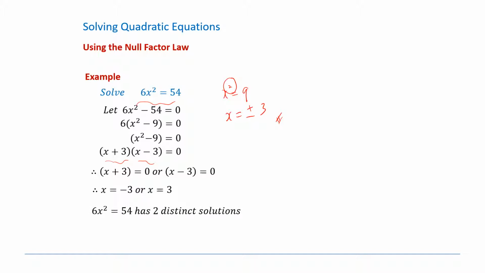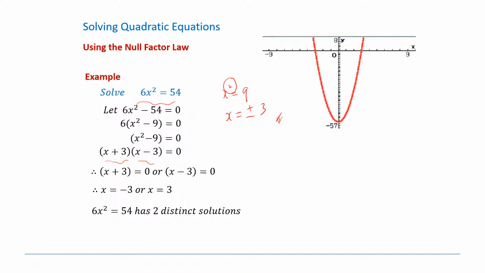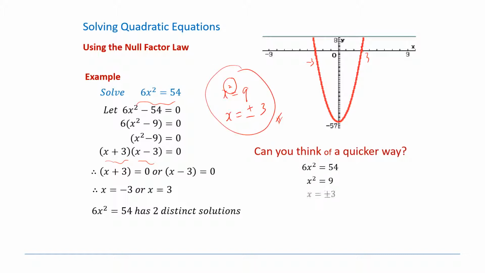And so therefore we have two distinct solutions, and the graph cuts at 2 distinct points. They are negative 3 and 3. There's no such thing as minus 3, it's negative 3. Okay, can you think of a quicker way? I already did it for you. The first approach that I did was a quicker way.